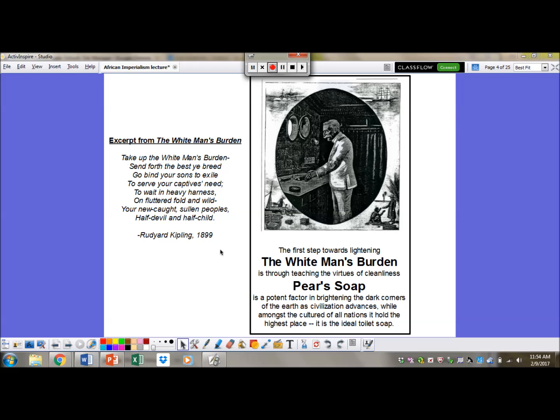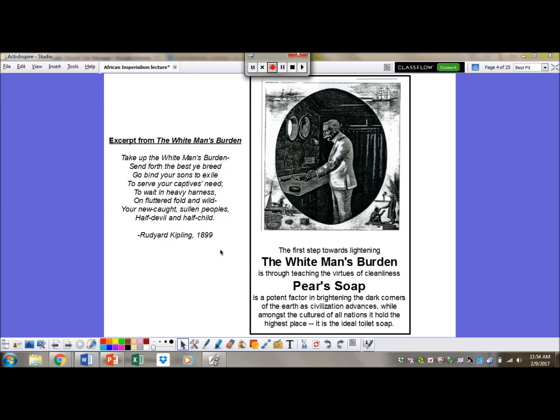Something that we're going to talk about in the next slide called assimilation. And on the left side, you see a short segment out of a larger poem from Rudyard Kipling, the author who wrote The Jungle Book. He calls this segment The White Man's Burden. He says, "Take up the white man's burden, send forth the best ye breed, go bind your sons to exile, to serve your captives' need, to wait in heavy harness, on fluttered folk and wild, your new-caught sullen peoples, half devil and half child." This was apparently a little bit of a critique.